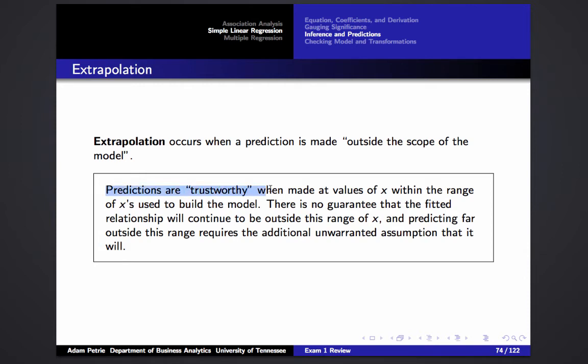So the predictions are trustworthy as long as we're making that prediction at a value of x that the model has essentially already seen before. And we can confirm that it looks like my model's a good reflection of reality there. If we make a prediction at a value of x that's far outside the range of x values used to build the model, well, there's really no guarantee that the fitted relationship is going to continue outside the range that it's already seen. Then we're making the additional, really unwarranted assumption that the relationship is going to continue to have the same form at this unseen value of x. And we don't want to take that risk. It might be the case the prediction turns out fine, but there's no guarantee that it will.